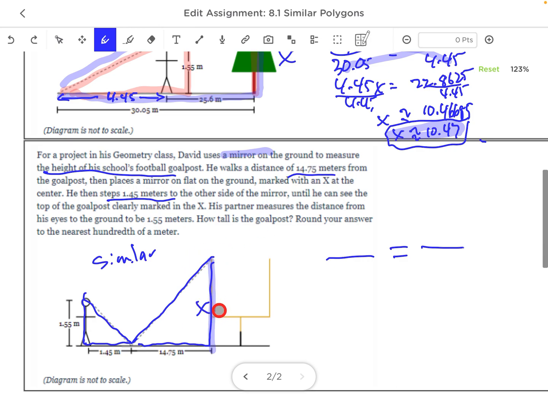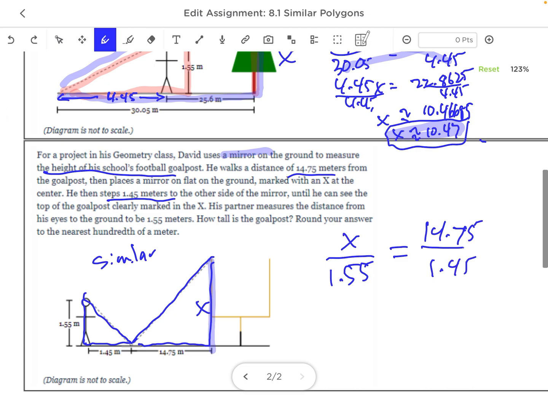So if we're trying to find that, which is x, right? x corresponds with what number over here? Well, x corresponds with 1.55, right? So let's put that right underneath it. Then what am I going to have over here, this or this? Well, since I started with this one on top, I need to have this one on top too. So I need to have 14.75 right there, and then that corresponds with 1.45.